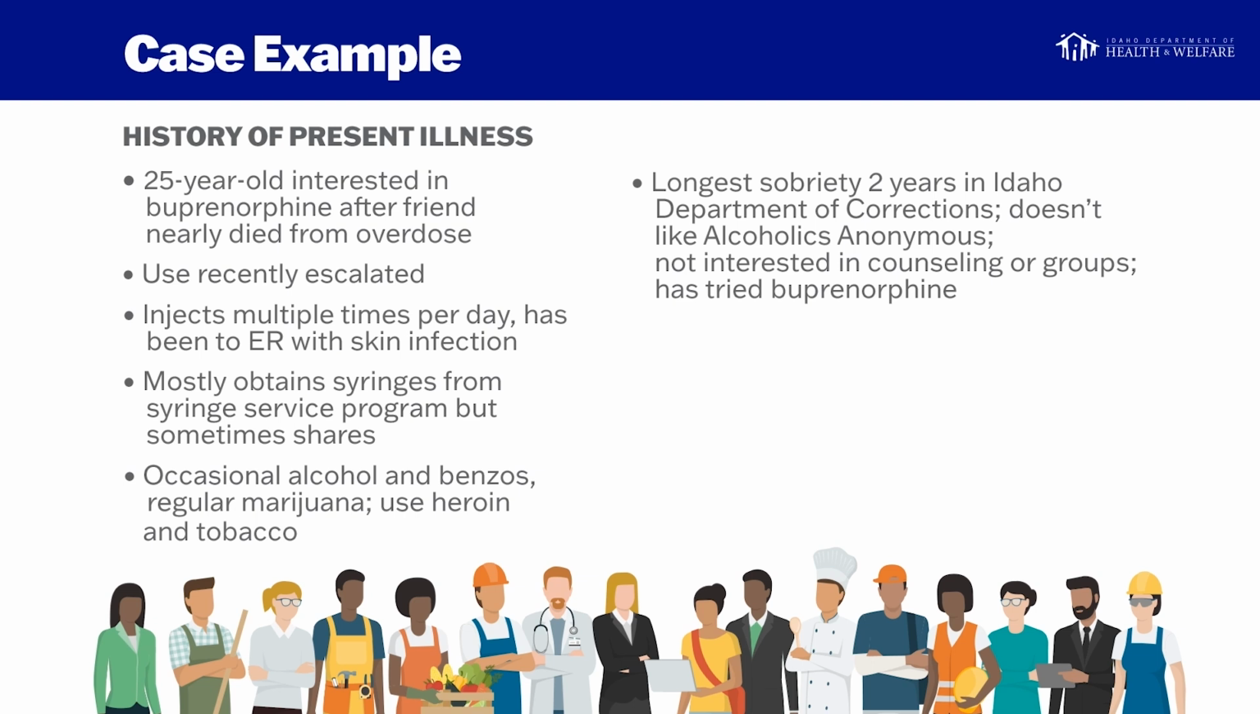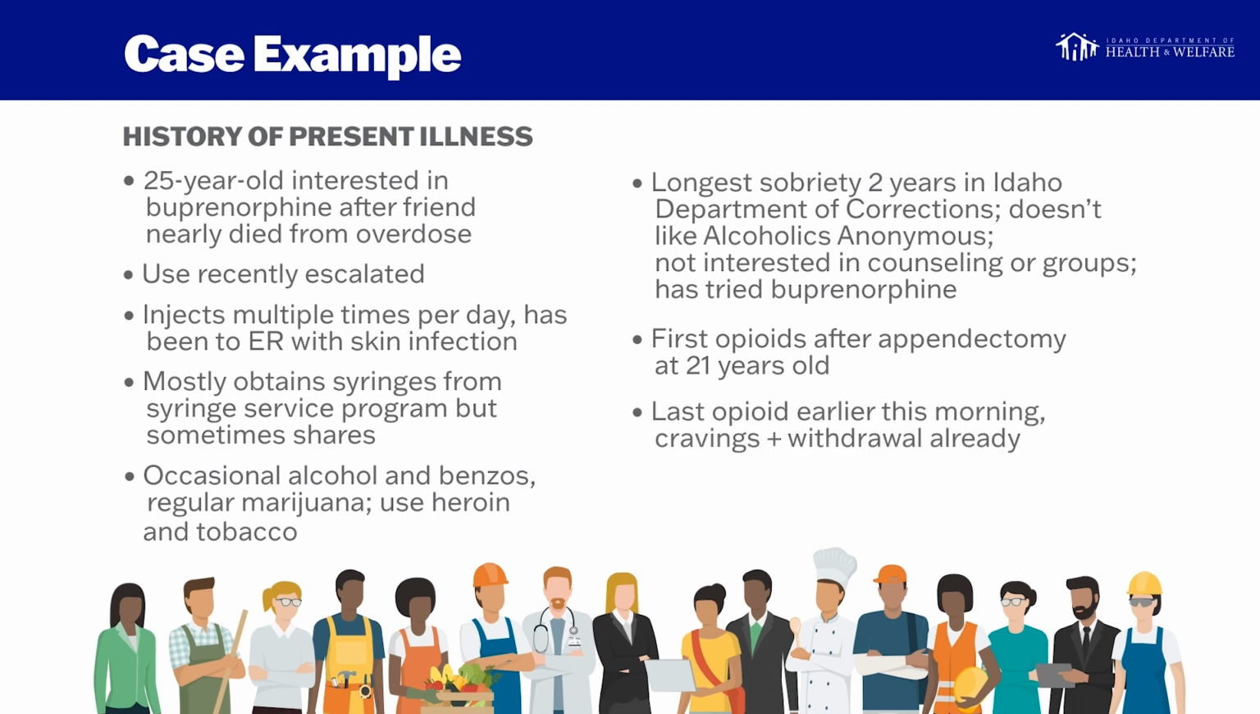In terms of other treatments that they've done, they've been in AA, didn't really like it, have done counseling before when incarcerated, but not particularly interested in that right now. They have tried buprenorphine from the street before and did like how that helped them feel much more functional and without persistent withdrawals from opioids. They got started on using opioids after an appendectomy when they were 21, and their last opioid use was earlier this morning, and a couple of hours later they're already starting to have some cravings and withdrawal.